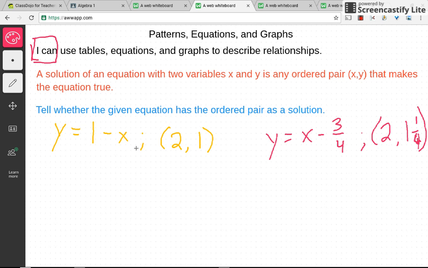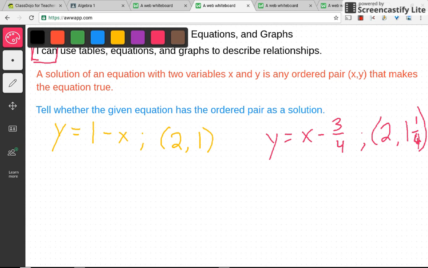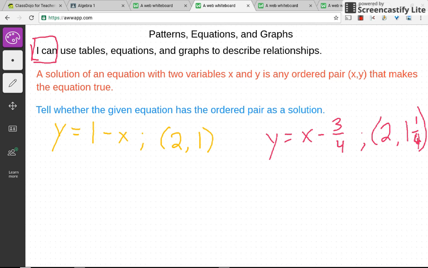So, write these things down. These are two equations down here that I'm going to do for you as examples. All right, so let's get started. So over here, if I'm looking at ordered pairs, X is always first, Y is always second. I'm sure you've seen that before.